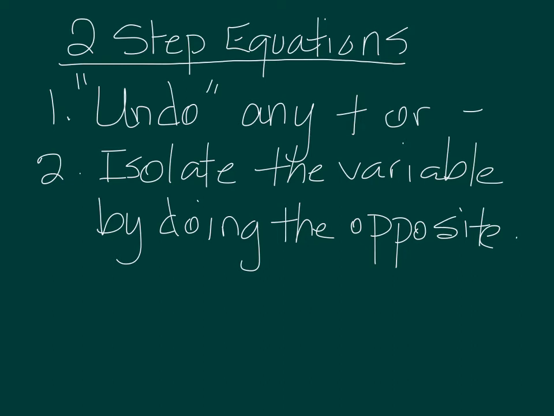And how do we undo addition? By subtracting. How do we undo subtraction? By adding. And the second step is isolate the variable by doing the opposite. Okay, so let's look at an example now and see how this applies. So the first one we're going to look at is 2w plus 3 equals 9.